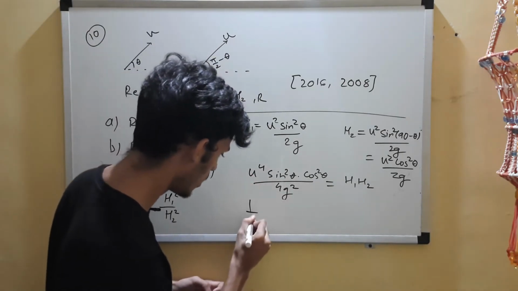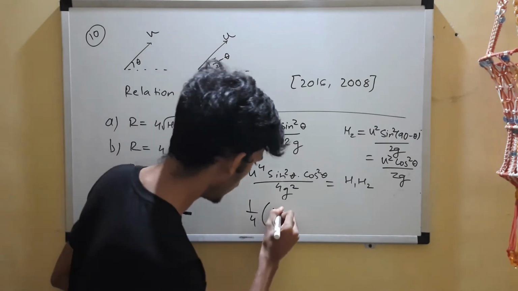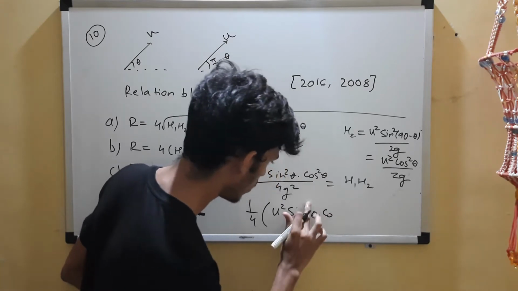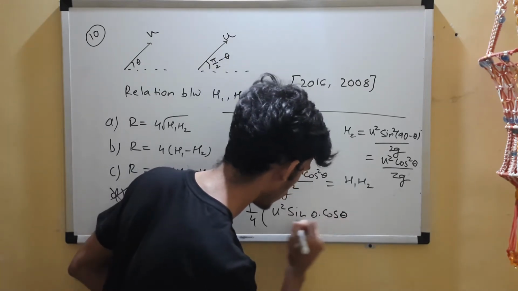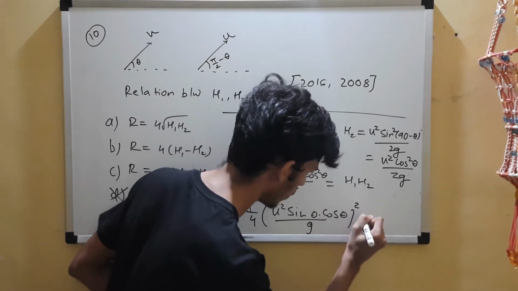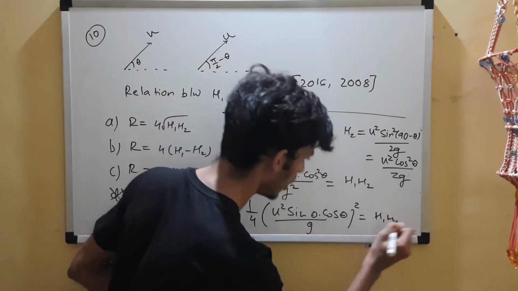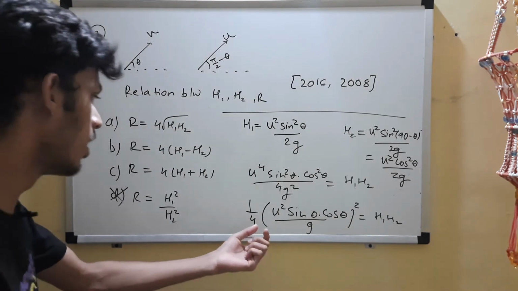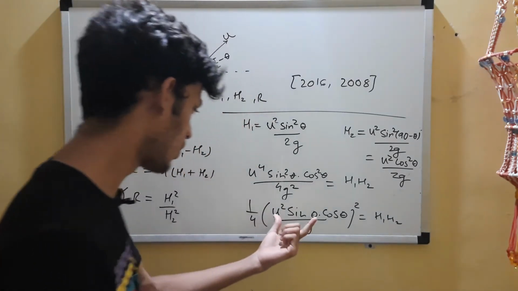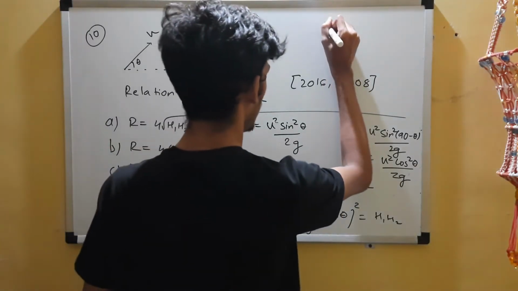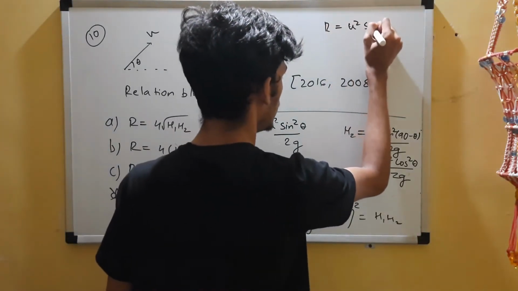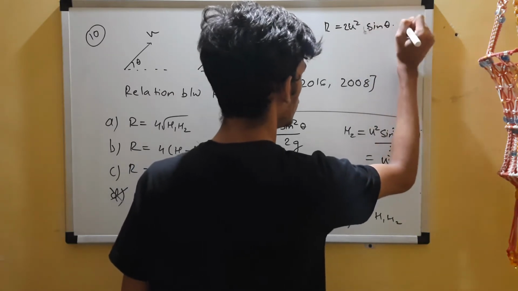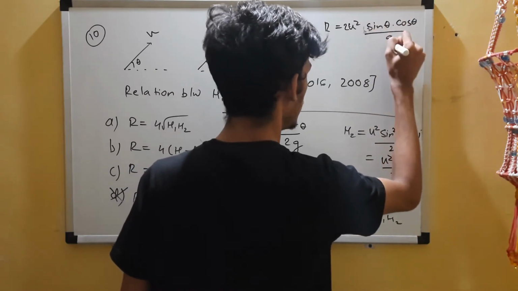So what I'll do is take 1/4 out and take the square common: u square sine theta cos theta by g, the whole square, okay? I took the square common and took 1/4 out of that. So now you can see that it's almost the formula of range. What is the formula of range? U square sine 2 theta, or you can write it as 2 sine theta cos theta, by g, okay?